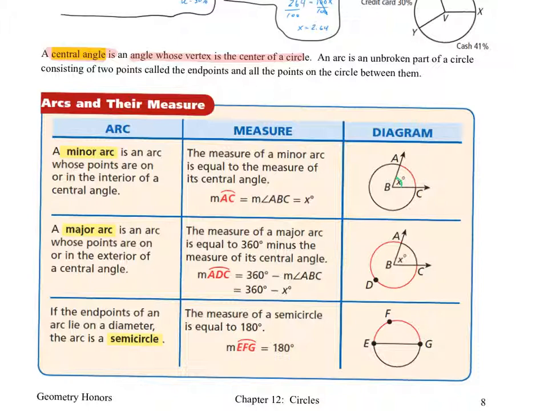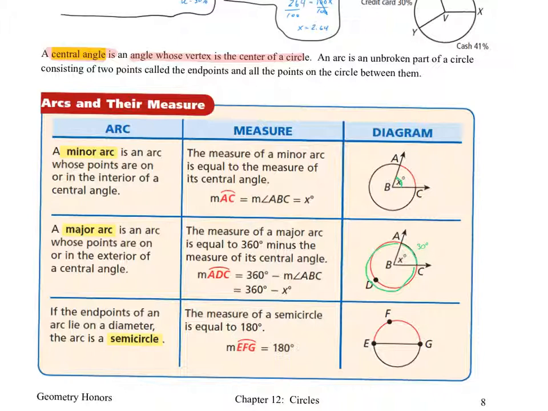A major arc is an arc whose points are on or in the exterior of the central angle. It's like a larger arc. The measure of a major arc is equal to 360 minus the measure of its central angle. So if the central angle was, for instance, again, we'll just call it 30 degrees this time. If the central angle is 30, then the minor arc is also 30, but the major arc would be 360 minus 30, which makes sense since the full circle is 360 degrees.